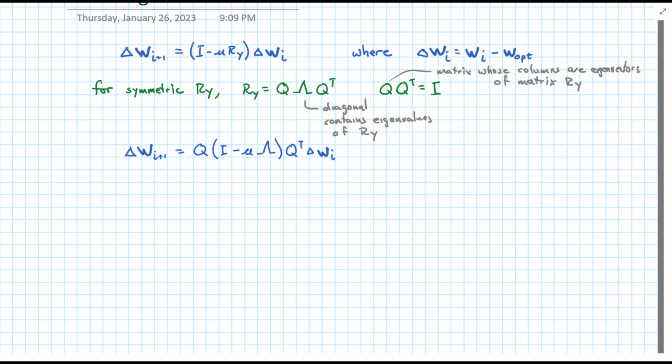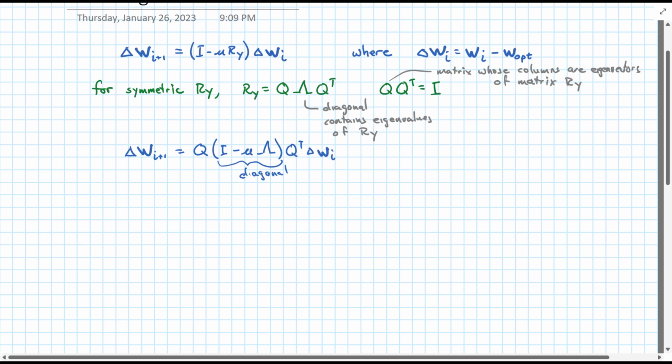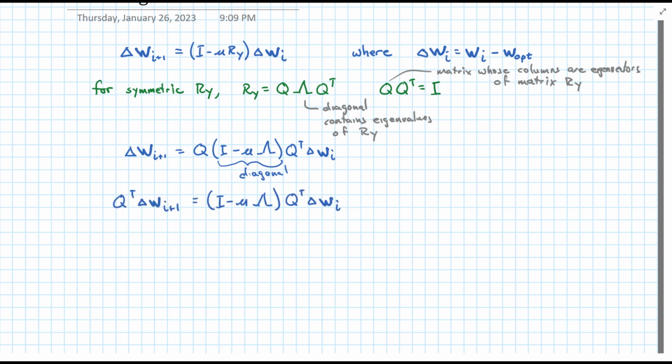Now we can use this relationship, plugging that into our recursive equation above, and since we can also express I as Q Q transpose, we can factor the Q and the Q transpose out of this equation, and we're left with something in here that's a diagonal matrix. And now we're going to go one step further. We're going to multiply both sides of this equation on the left by Q transpose. At this point, we can see that every time W appears in this equation, or delta W, it appears with a Q transpose in front of it.